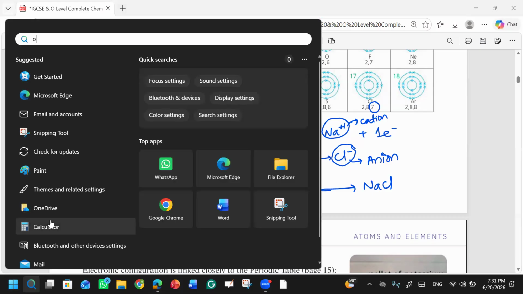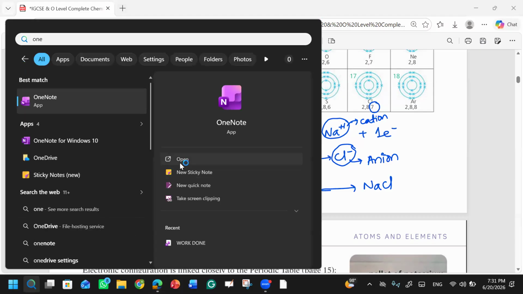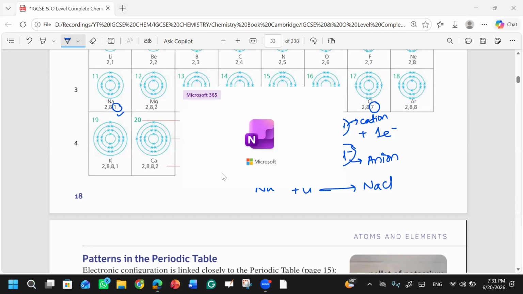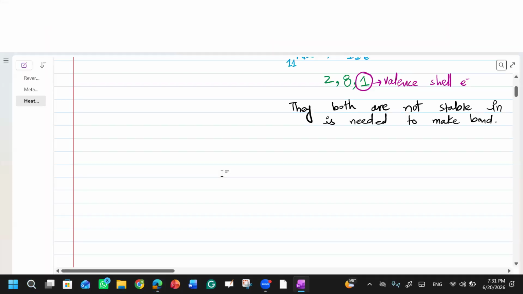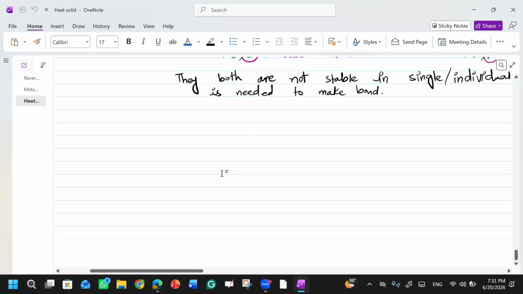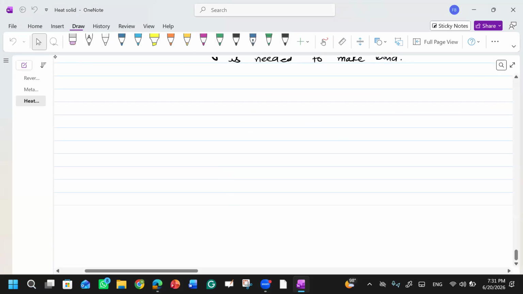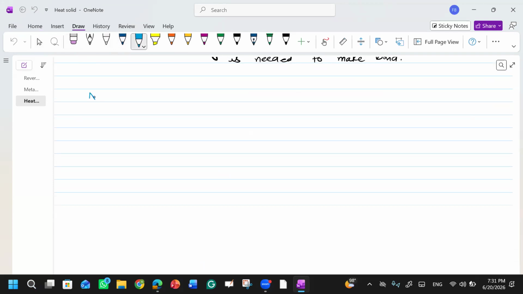Okay, wait a minute, let me open the OneNote. Okay, we have discussed the sodium, right? How many protons are in this? Can you tell me from this? How many protons are there? 11. Yes. How many electrons are there? Electrons 11. Yeah, 11 electrons are there.